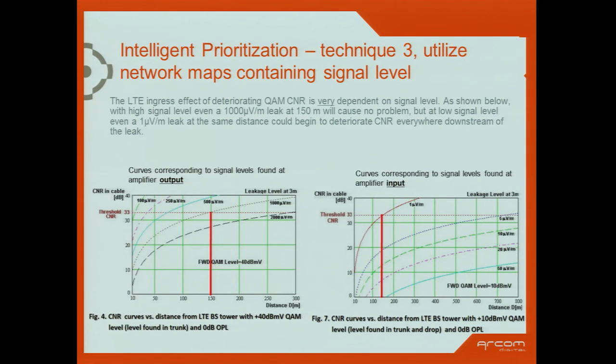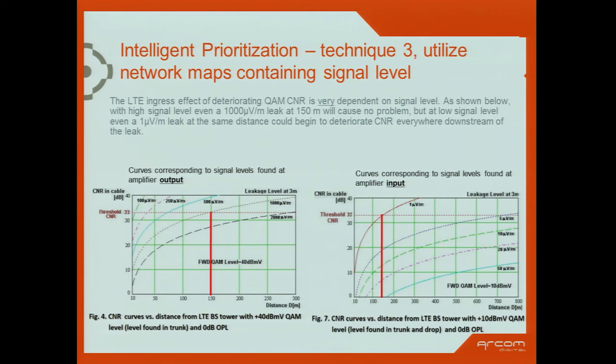The third method is the tower's ingress effect on the cable CNR, because of the QAM signal level. For example, if you have a very strong QAM signal at the output of an amplifier at 40 dBmV, even a 500 microvolt per meter leak at 150 meters away will have no effect on the CNR.